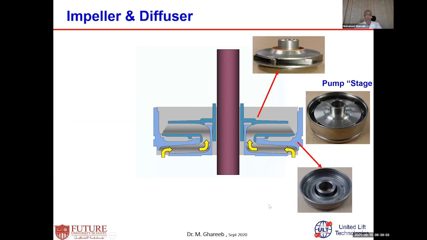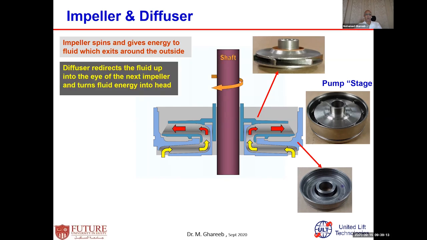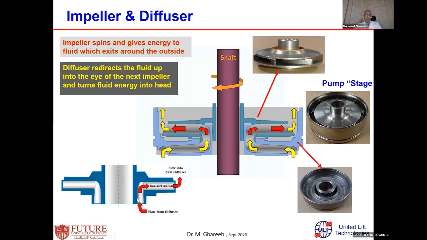This is just an animation to show you how it's working together. Here, the impeller spins and gives energy to the fluid, which exits around the outside. The diffuser redirects it to flow up to the next impeller, then from diffuser to impeller, from impeller to diffuser, and goes on up to reach the vessel, and so on.